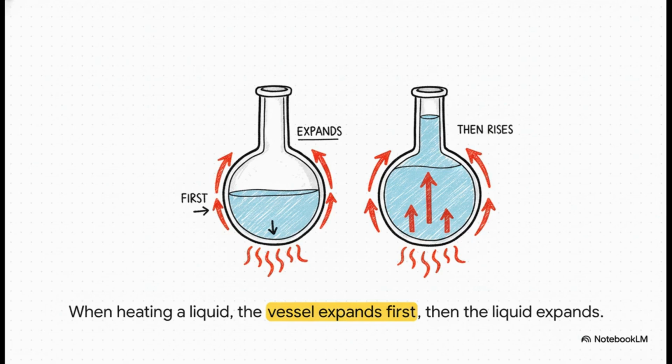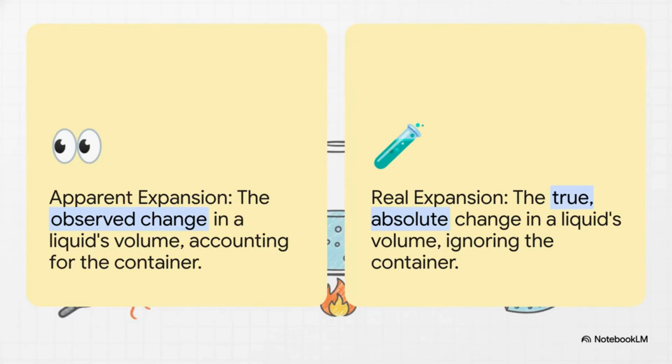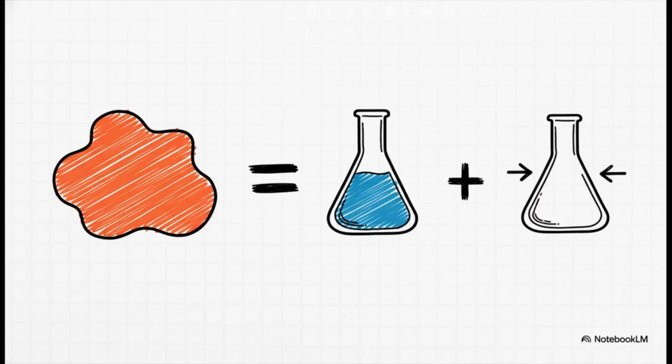This creates a really interesting puzzle. How in the world do you measure the true expansion of the liquid when its container is changing shape right underneath it? To solve this, scientists came up with two key ideas. First, there's apparent expansion. That's what you can actually see with your eyes and measure, the final rise in the liquid level. But then there's real expansion, which is the true absolute increase in the liquid's volume if you could somehow ignore the container's expansion altogether. And the solution turns out to be this beautiful, simple formula. The true, real expansion of a liquid is just the apparent expansion you see, plus whatever the expansion of the vessel was. It's a clever way that lets us figure out the liquid's true change in volume, no matter what its container is doing. Pretty neat, huh?